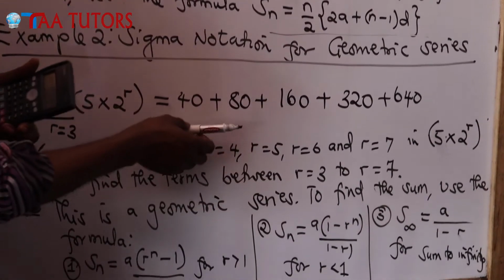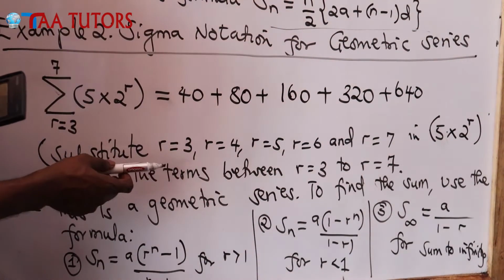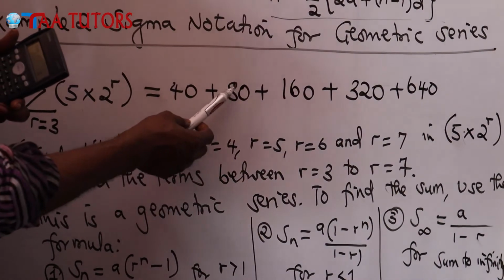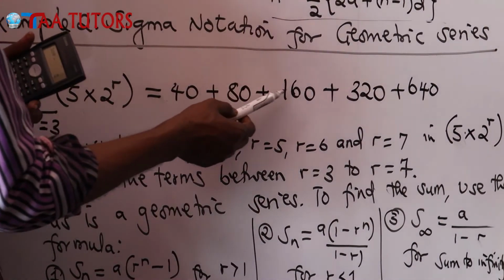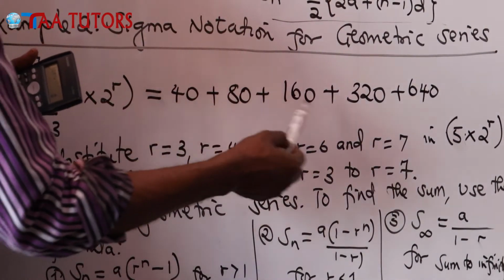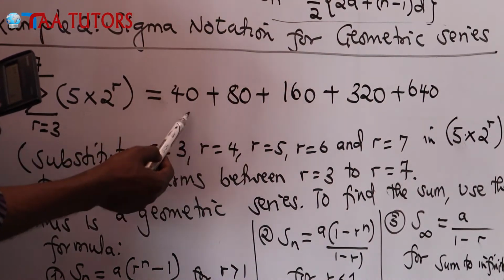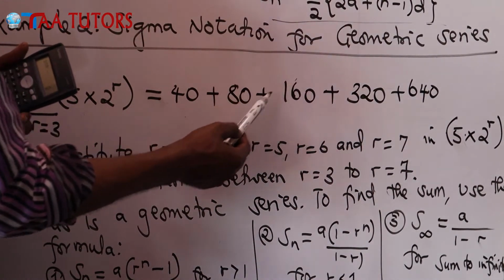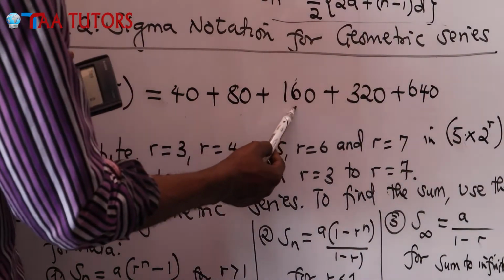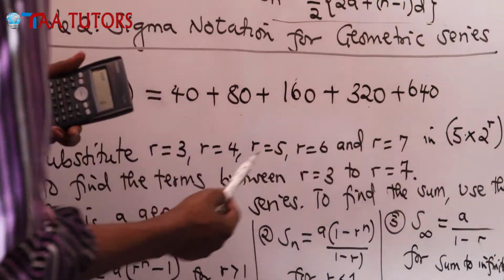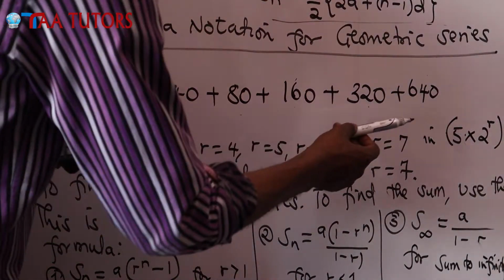So these are the geometric progression. You see that there's no common difference. If you have 80 minus 40 is 40, 160 minus 80 is 80, so there's no common difference here. But what about if you take 80 divided by 40 is 2, 160 divided by 80 is 2, 320 divided by 160 is 2, 640 divided by 320 is 2. So this one now is a geometric series.